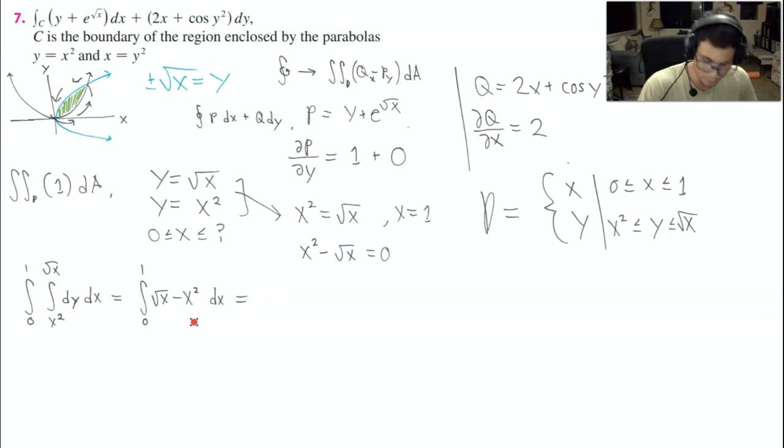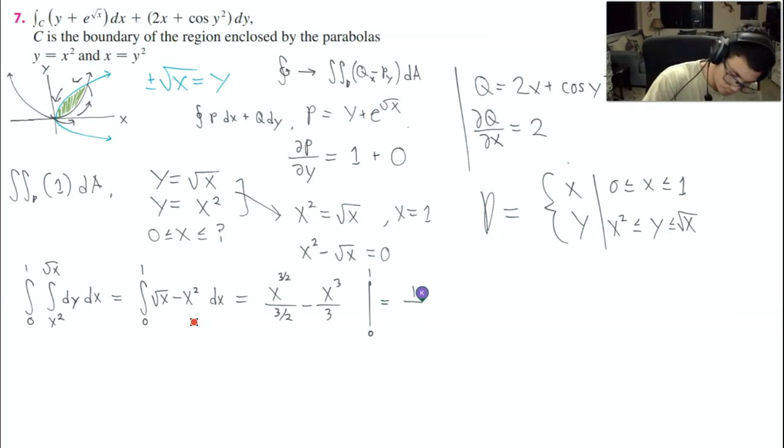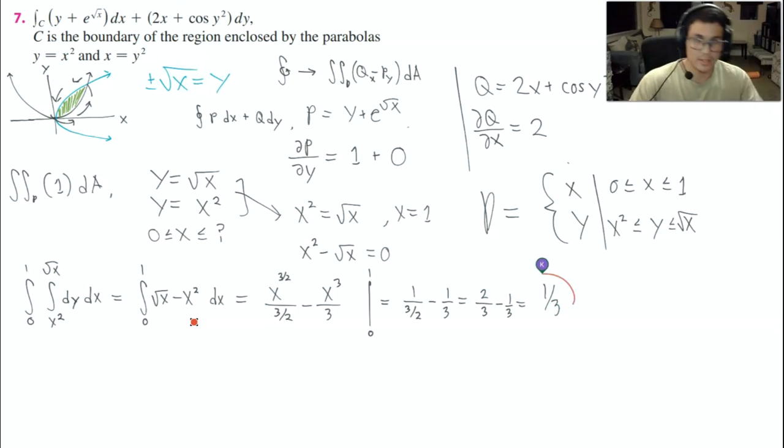Okay, now this is actually an integral we have to do. So it will be x to the 3/2 divided by 3/2 minus x to the 3 divided by 3. And let's put in 0 to 1 here. So it's going to be 1 over 3 over 2 minus 1/3. And this is the same thing as 2 over 3 minus 1 over 3, which is equal to 1 over 3. So that's our answer. This is our description for this, right? It comes all down to 1/3.